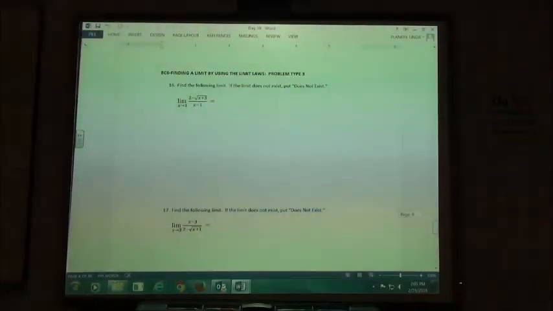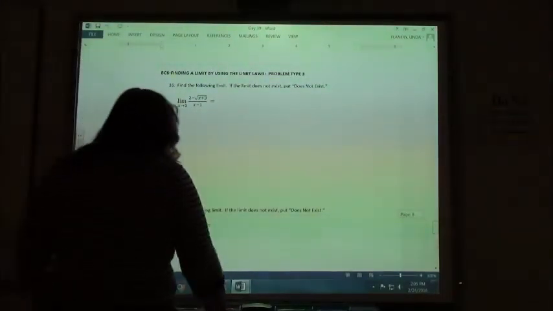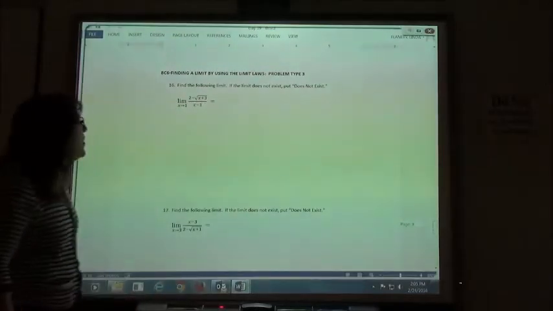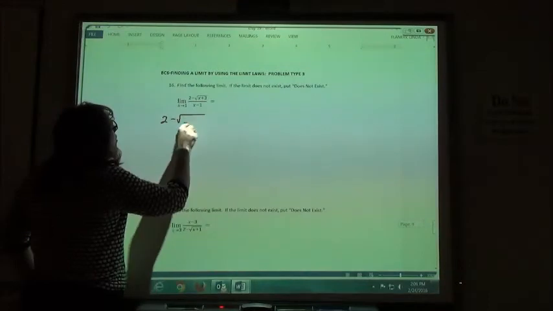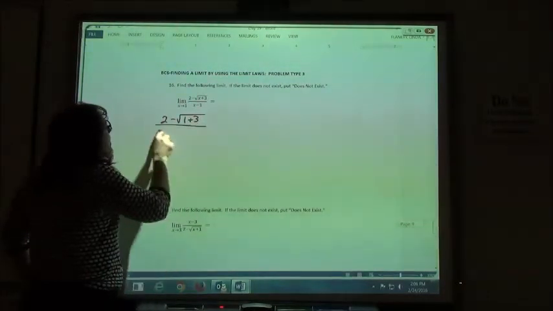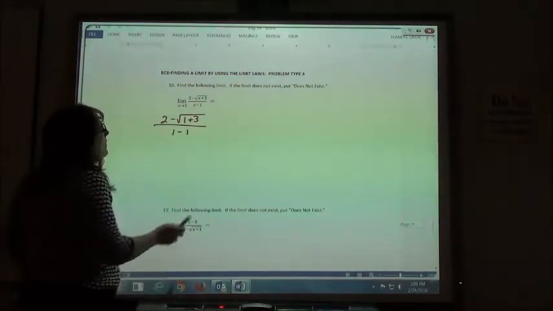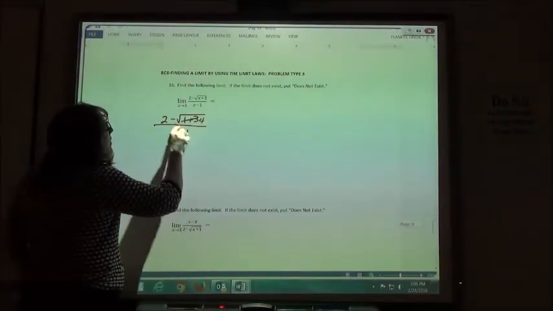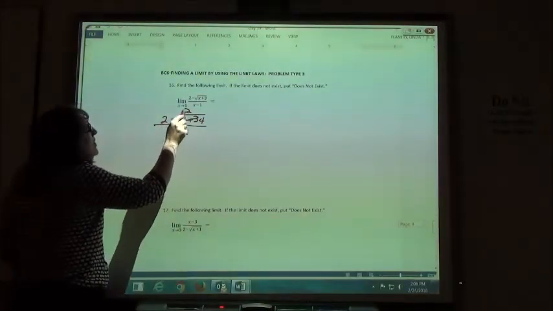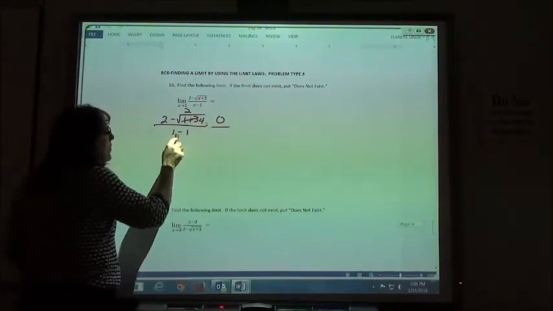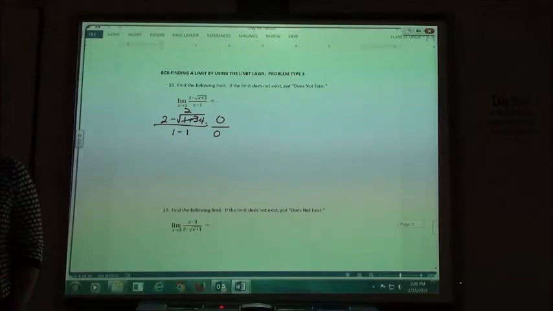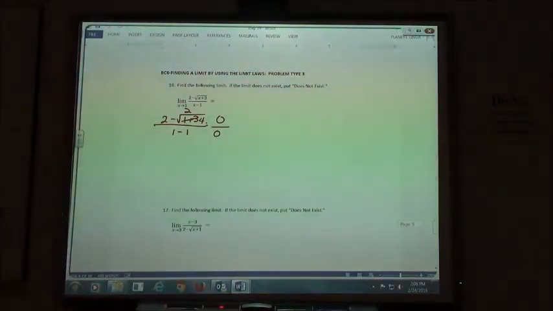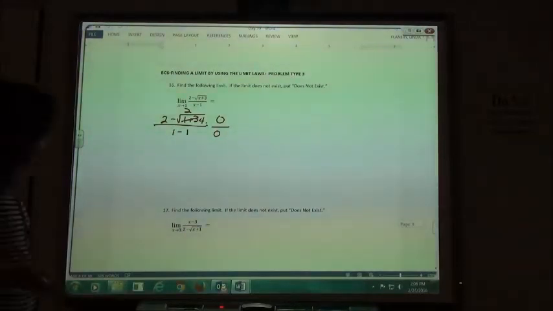16, 17, and 18, again, we're finding the limit by using limit laws. Again, on this one, if I try to evaluate this one directly, I would have 2 minus the square root of 1 plus 3, and then I have 1 minus 1 on the bottom. Well, 1 plus 3 is 4. The square root of 4 is 2. 2 minus 2 is 0. 1 minus 1 is 0. So again, these ones are going to be cases where you have 0 over 0. And if you get 0 over 0, you have to try to rewrite your expression in a different form.